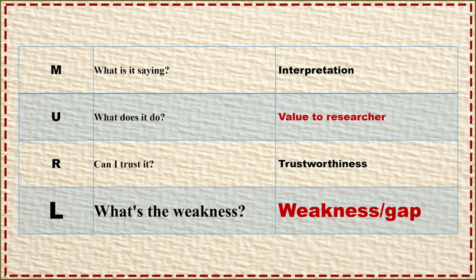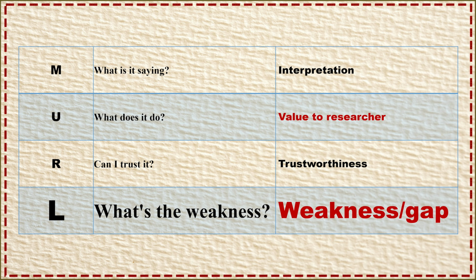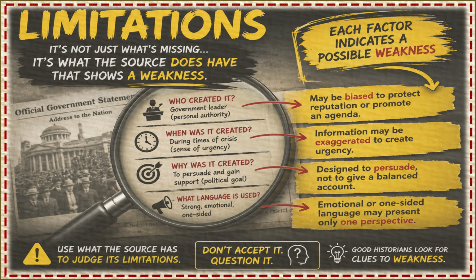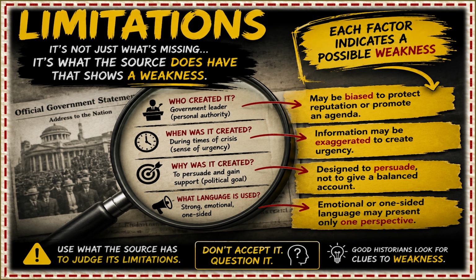L is for limitations. What's missing, biased, weak, or flawed about it? Every source has strengths. Every source also has limitations. Limitations are simply the weaknesses or gaps that prevent the source from giving the complete picture.